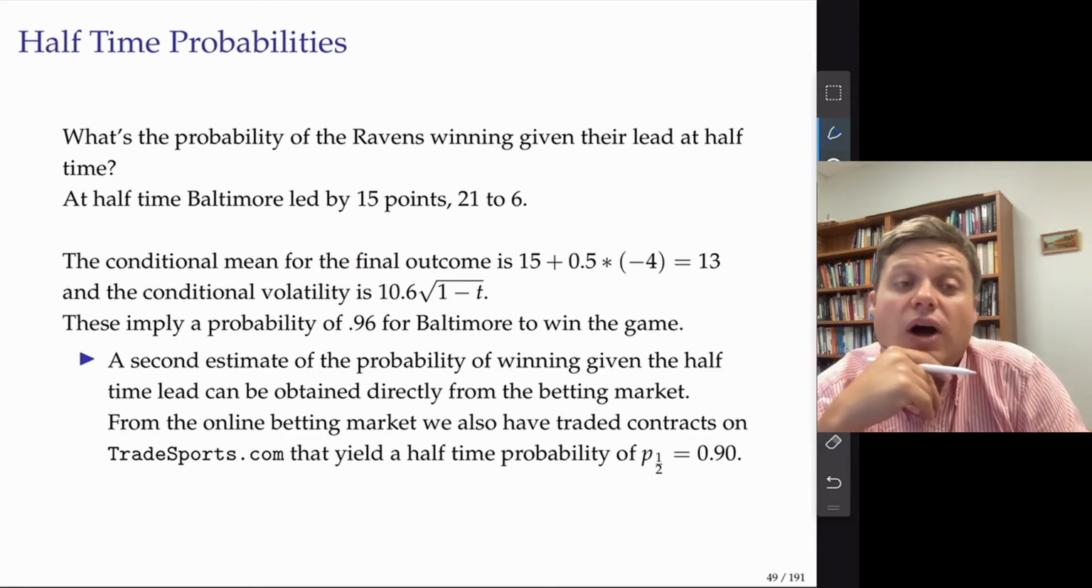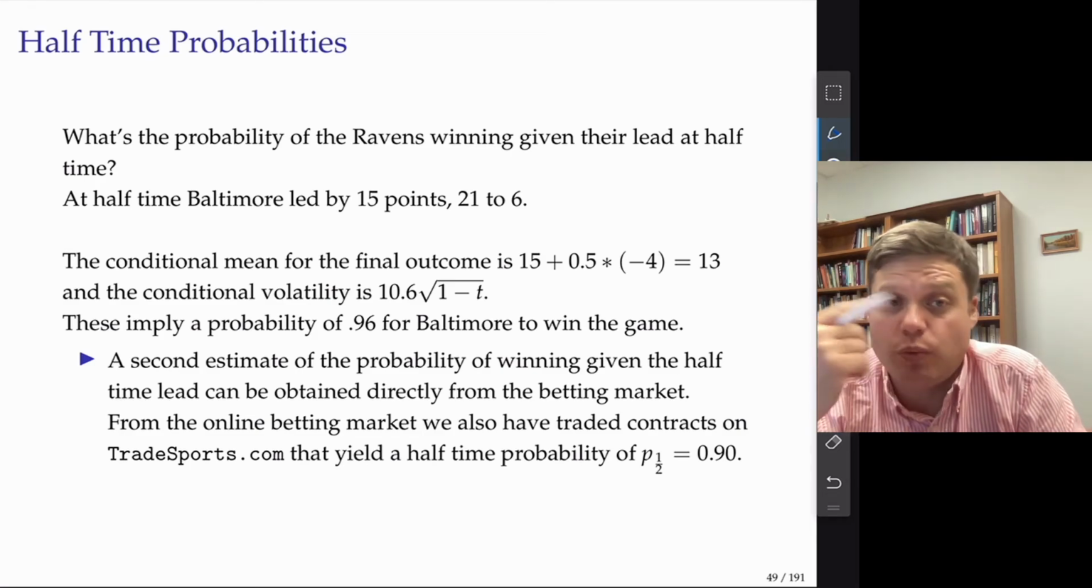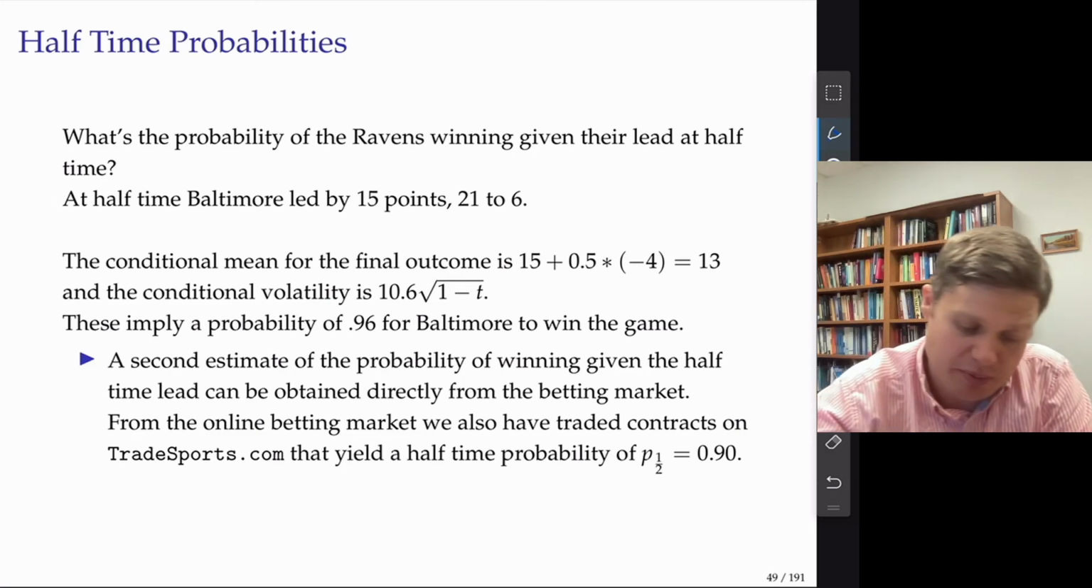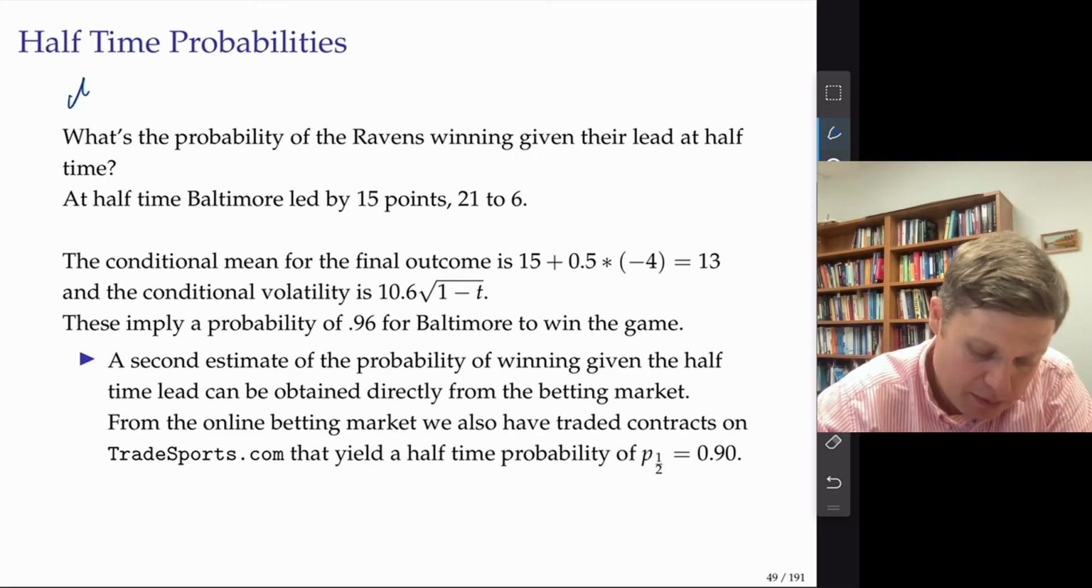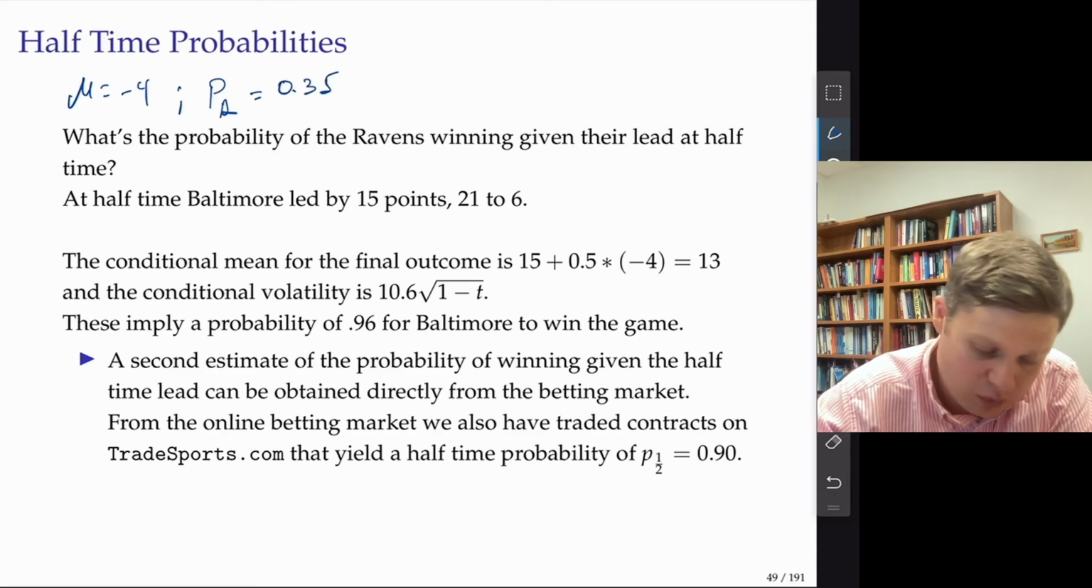Now let's do halftime probabilities. We want to calculate the probability that Ravens win given their lead at halftime. So we want to do the update. You remember we started with mu equal to -4, and probability of Ravens winning was 0.35. And that was at the beginning of the game, t was 0, and now we're at the half of the game, t = 1/2.